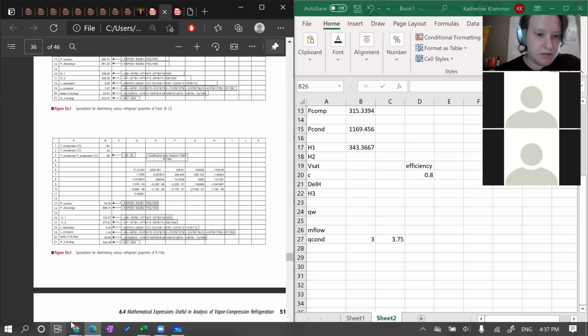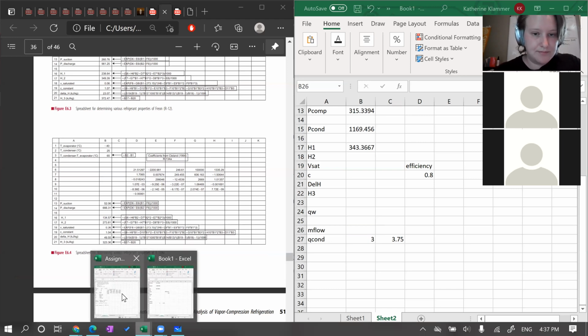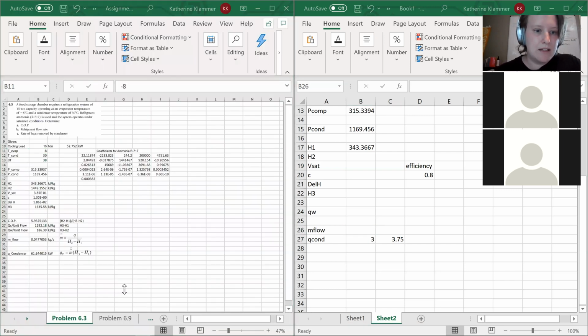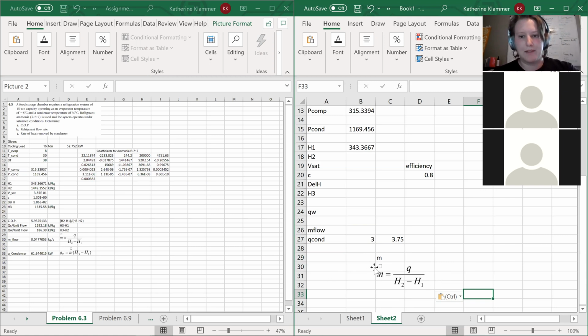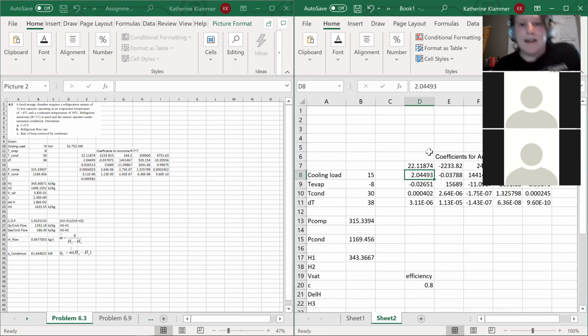So for the flow rate, M equals, I wonder if I can just copy, yes, there we go. M equals Q divided by H2 minus H1, and M is the flow rate. So Q is going to be the refrigerant load, and that is going to be a kind of basic equation.